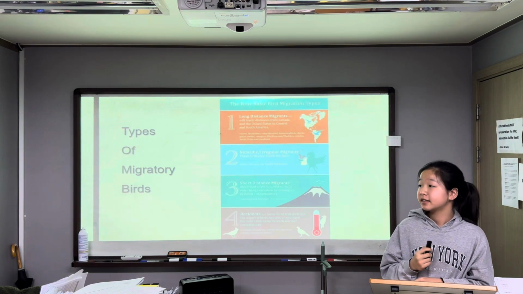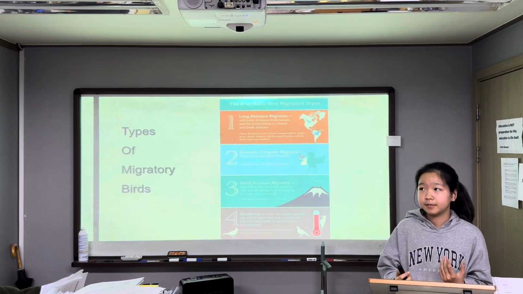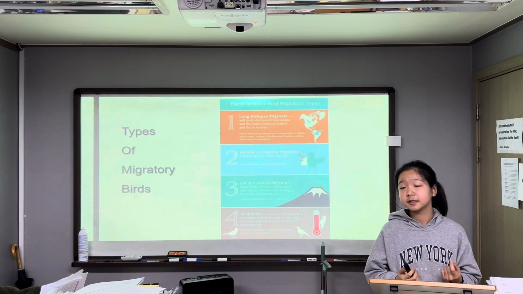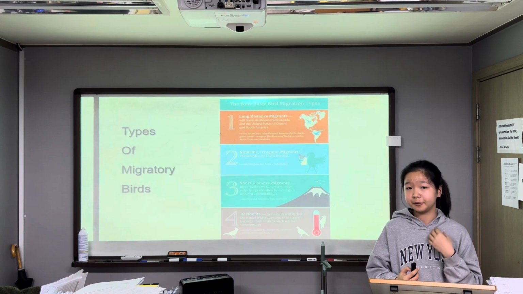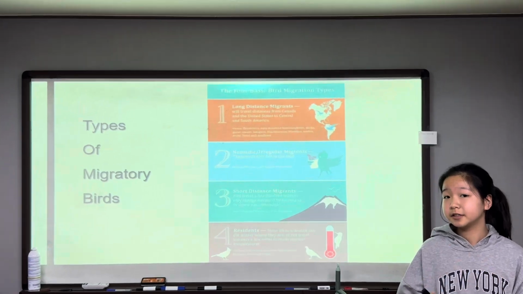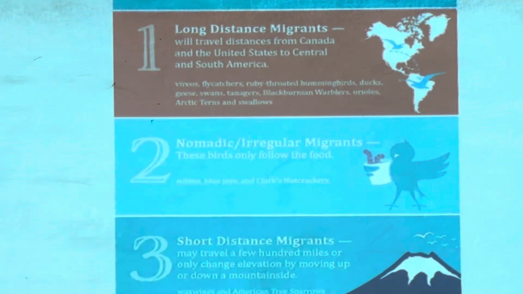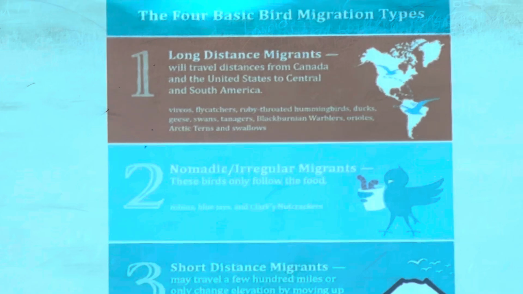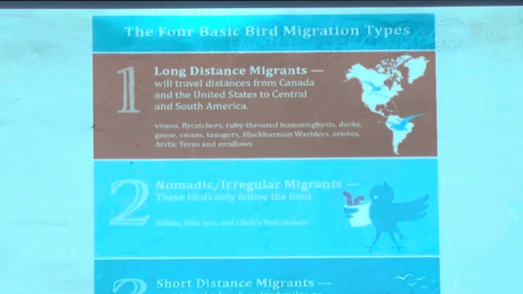Second, there are many types of migratory birds. There are various types, but basically there are 4 types of them. First, the long-distance migratory birds. These birds move a distance from Canada and the United States to Central and South America. There are geese, swans, and a lot more.